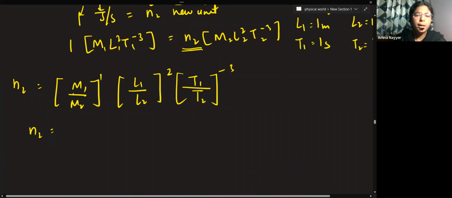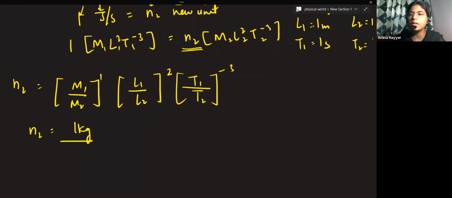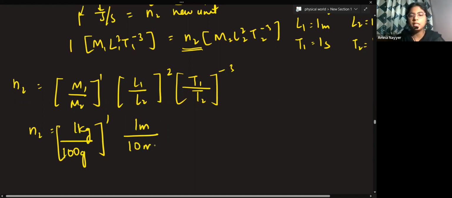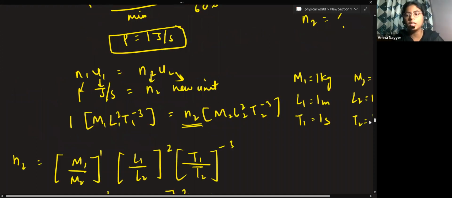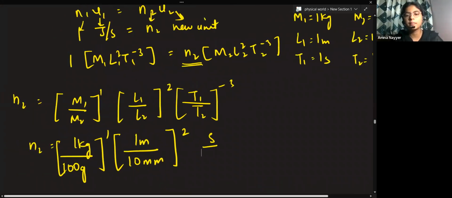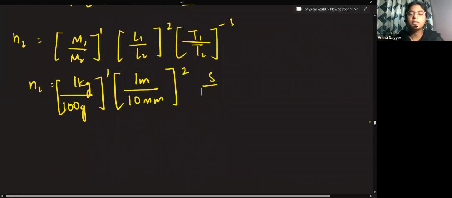Okay. M1, this is 1 kg. M2 is not 1 gram this time. This is given to you as 100 grams, to the power 1. Now length. This is 1 meter by 10 millimeters whole square. And time is second, but T2 is not second this time. T2 is given as 1 minute to the power minus 3.